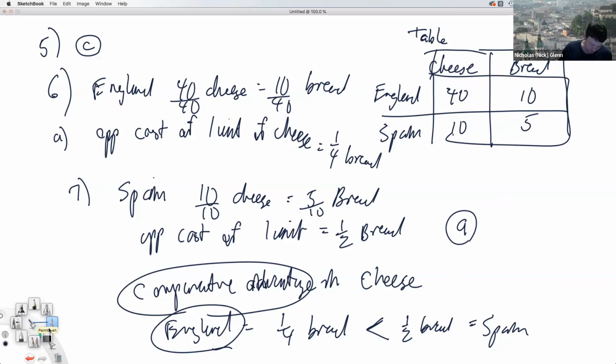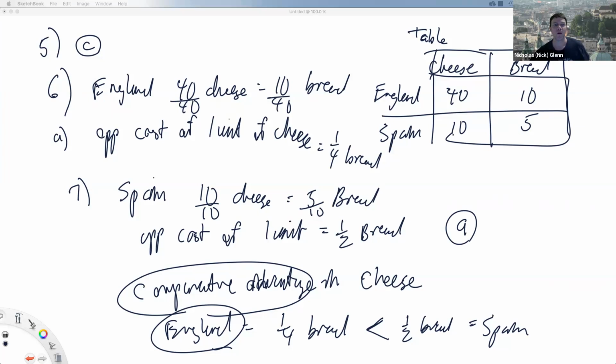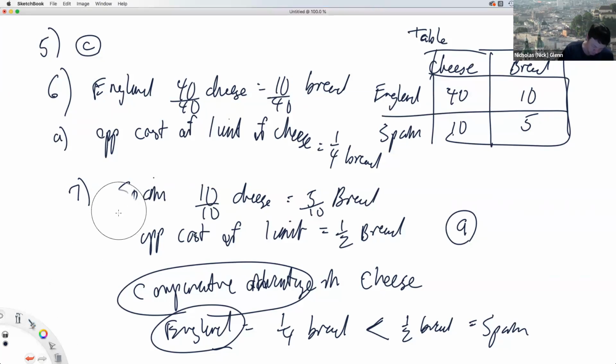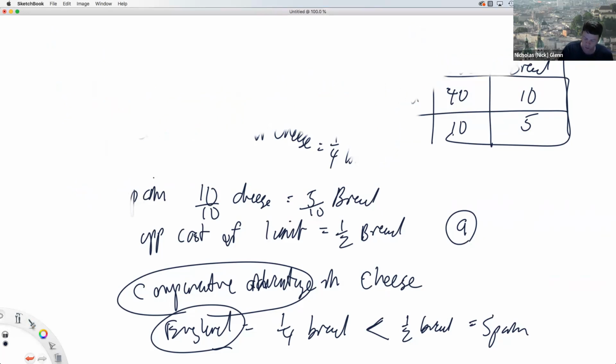All right, let's erase these. Let me erase this too. What are we left with here? Well, it wants us to know what's a reasonable price. We want to find which of the following prices both England and Spain gain from trade with each other. So it needs to be within the reasonable terms of trade here.